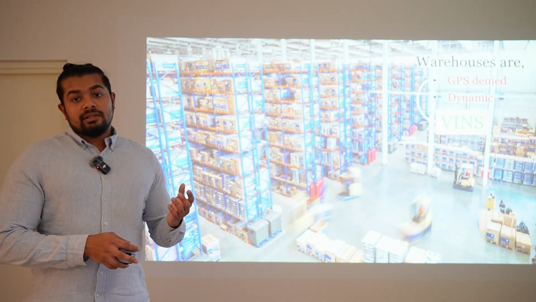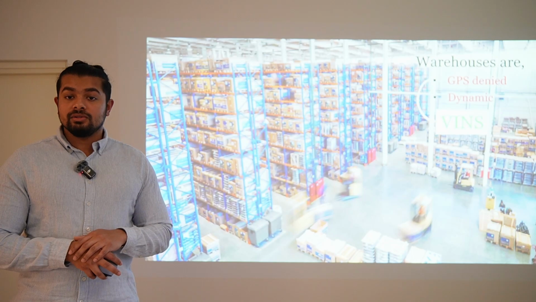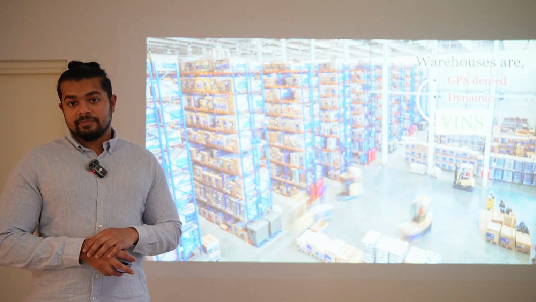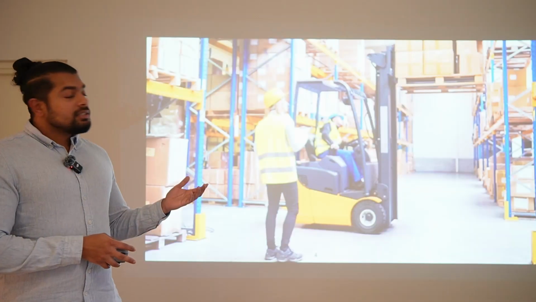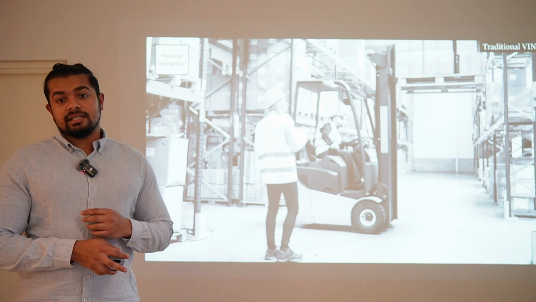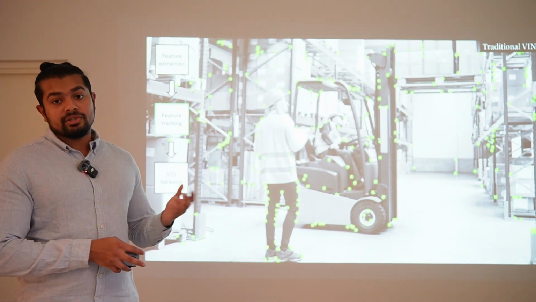And also, the warehouse is a dynamic environment. Dynamic environments can cause issues in visual inertial navigation systems. Imagine this is what the drone sees. In traditional VINS, features are detected, tracked, and sent through the VIO backend to generate odometry.